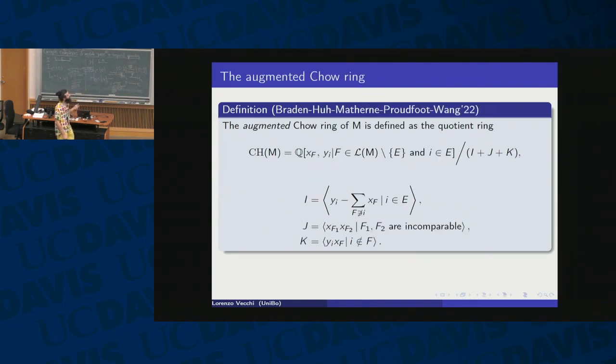Then last year, Braden, Huh, Matherne, Proudfoot, and Wang introduced this augmented version of the Chow ring, which is again a polynomial ring with some ideals of relations, and these give you the relations in the cohomology ring of a different variety associated to the matroid. But for us, it's interesting that these are graded vector spaces.